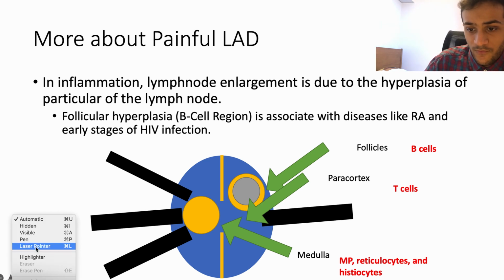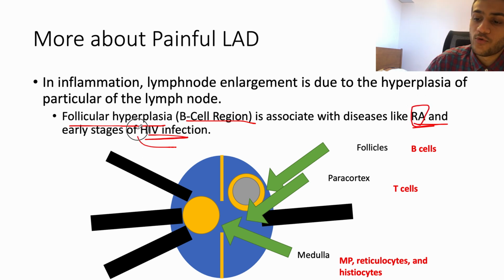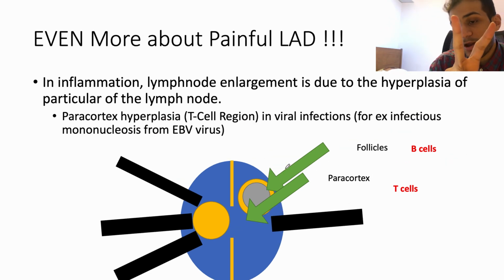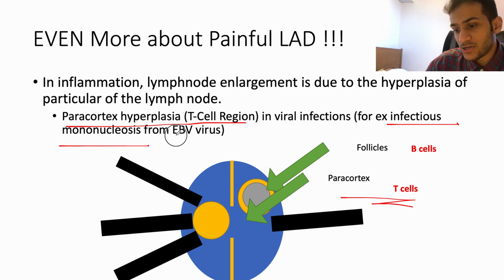As we can see over here, there's follicular hyperplasia in the B cell region, and it's associated with rheumatoid arthritis and also HIV. So it's showing up with two main causes, autoimmune attack and HIV, and this occurs in the outer region, the follicular sites, which contain the B cells. The second one is paracortex hyperplasia, which is around the T cell area. This is seen, for example, in infectious mononucleosis from Epstein-Barr virus. That's where the T cells are located.